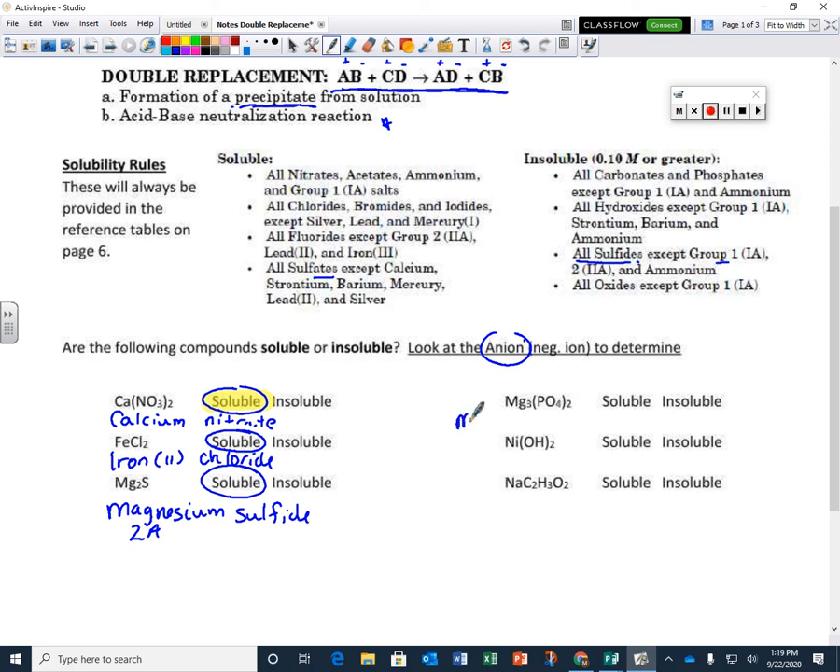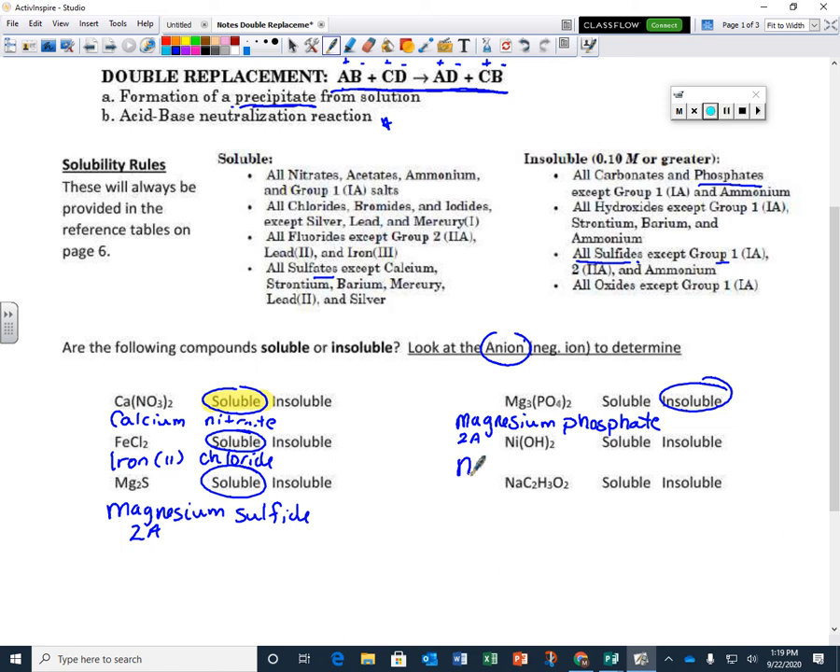This compound is magnesium phosphate. We're going to find the phosphates on our solubility rules. There we go. Carbonates and phosphates are insoluble except with family 1A or ammonium. Magnesium is not in family 1A, it's in 2A, so it is not an exception, and this compound is insoluble.